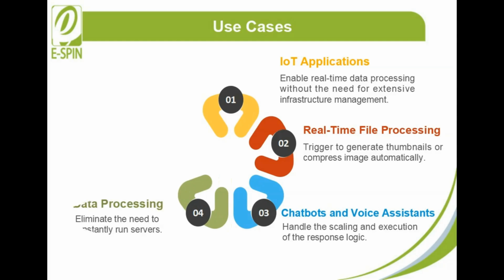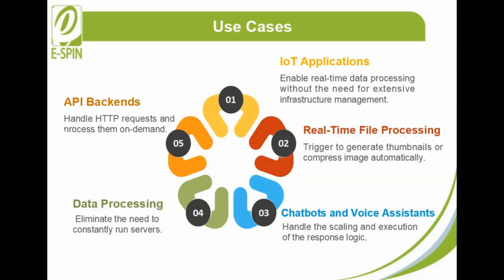Data processing: triggered automatically when new data is available, eliminating the need to constantly run servers that might be idle most of the time. API backends: serverless functions can handle HTTP requests and process them on demand.